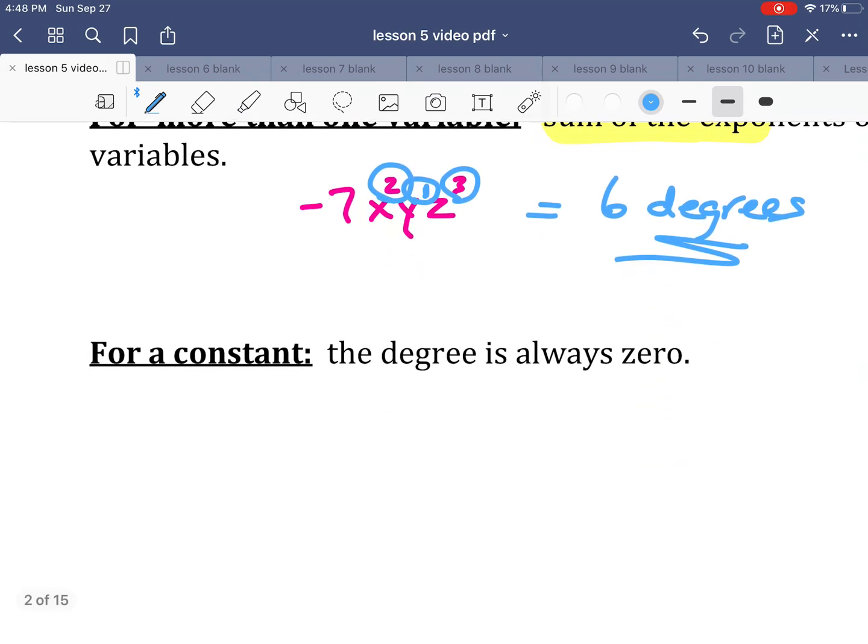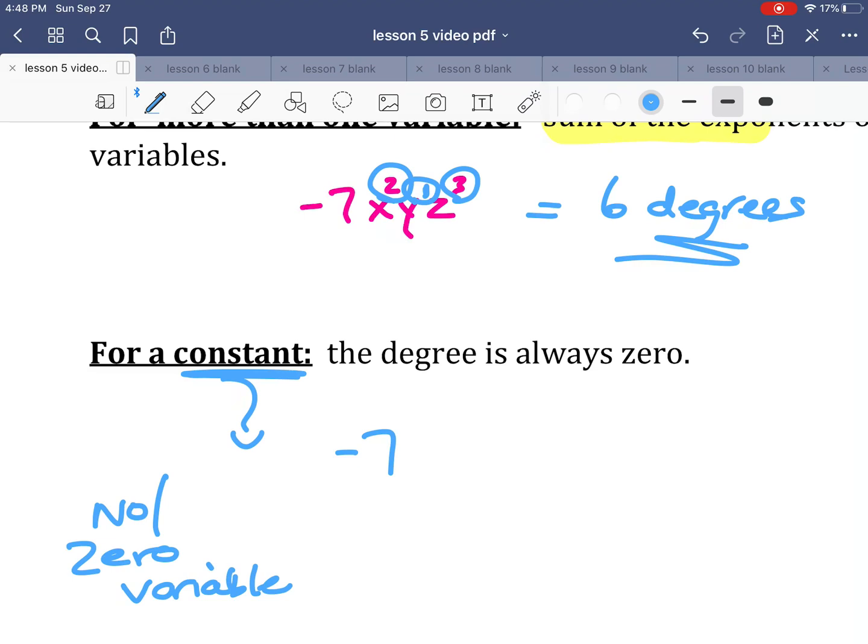For a constant, remember, a constant is a number by itself, so it could be anything. My trick is there's no variable, there's 0 variables. So therefore your answer is 0 degrees.